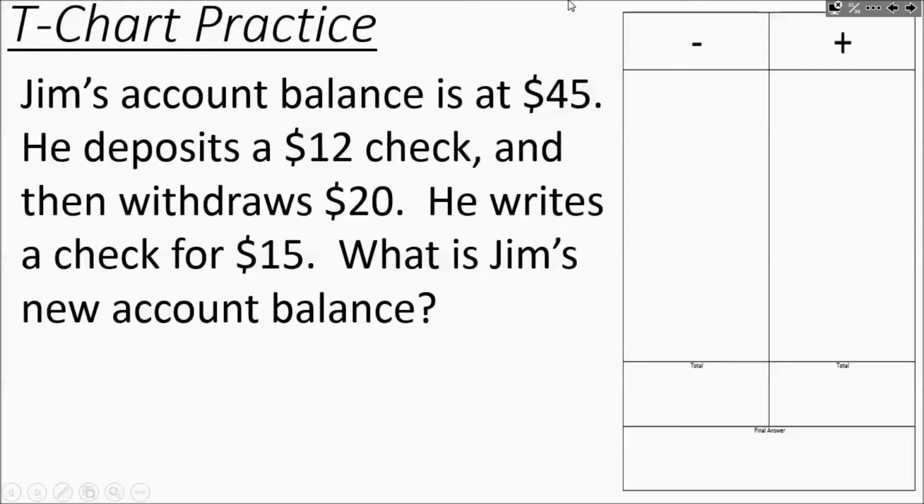Okay, now we're looking at an account balance. Pause it, read it, see if you can figure it out. So we have Jim's account balance at 45. He deposits a check and then withdraws $20. He writes a check for 15. What's his new account balance?